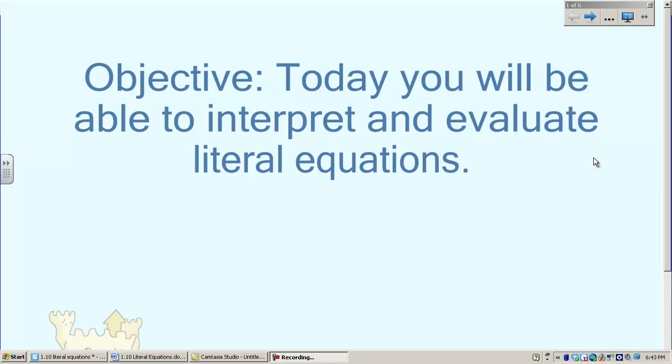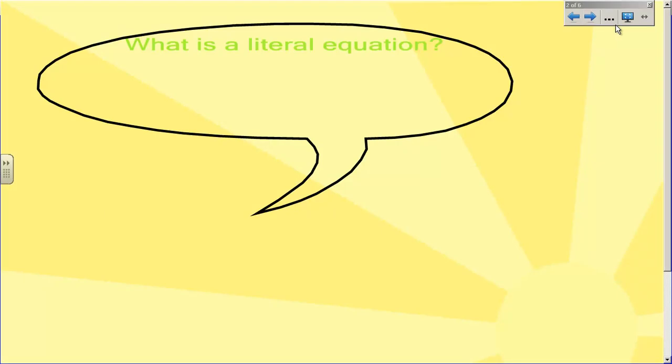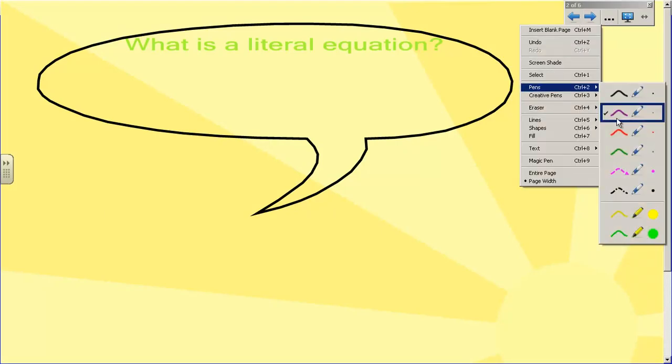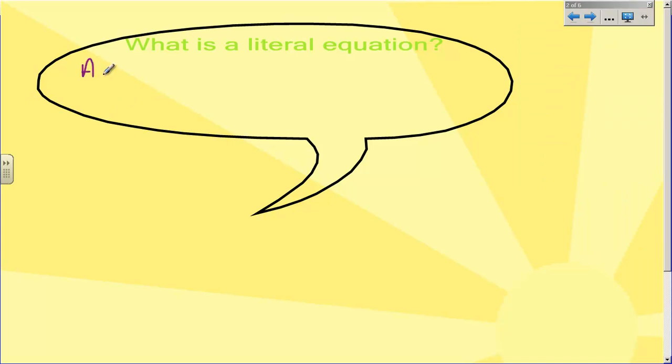It's over literal equations, which you've seen before. You just haven't called them literal equations. So let's do definitions first. A literal equation is nothing more than an equation that contains two or more variables.